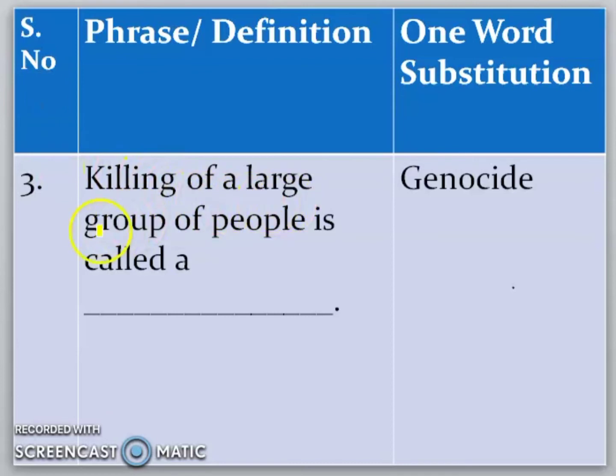Killing of a large group of people is called a dash. Now it should click in our mind that in the previous slides somewhere we talked about killing, and the root word that we associate with killing is cide. So let's see if it appears in this slide. Yeah, we have genocide. Gen refers to generation, and cide is a root which means killing. So what is genocide? Killing of a large group of people. Okay, so killing generation is called what? Genocide. Let's move to next.